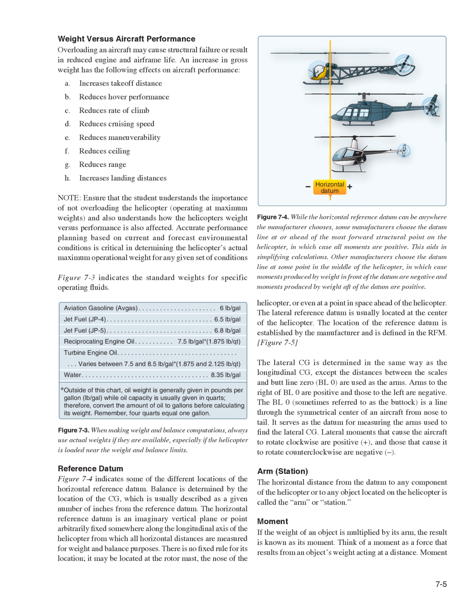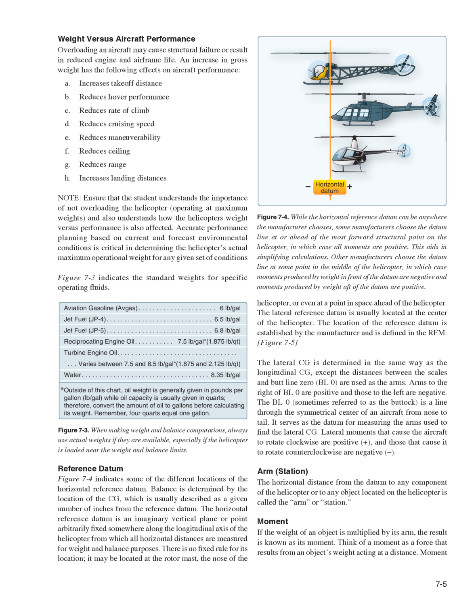Note, ensure that the student understands the importance of not overloading the helicopter, operating at maximum weights, and also understands how the helicopter's weight versus performance is also affected. Accurate performance planning based on current and forecast environmental conditions is critical in determining the helicopter's actual maximum operational weight for any given set of conditions. Figure 7.3 indicates the standard weights for specific operating fluids.